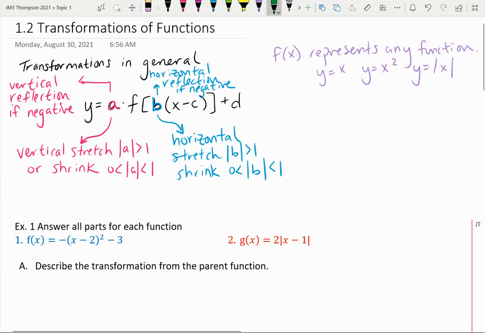I can stretch things vertically, and I can compress things horizontally and get the same result. So it gets a little convoluted.